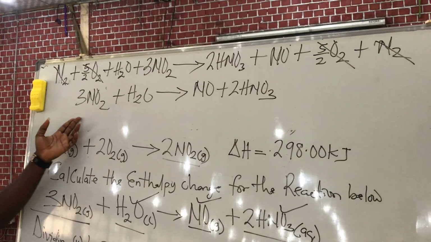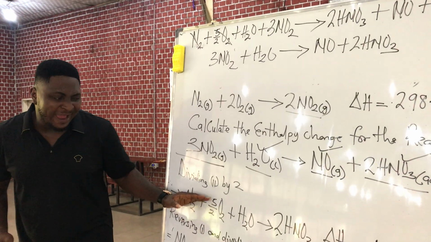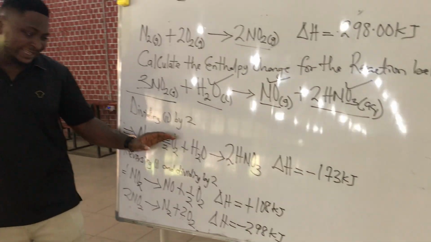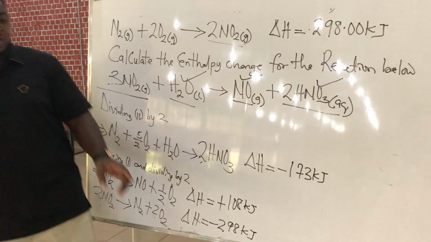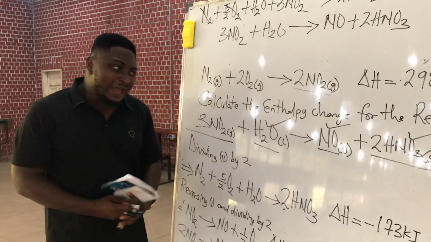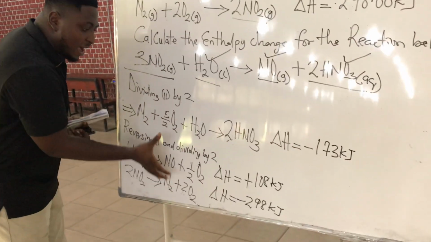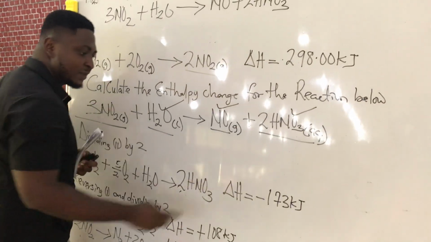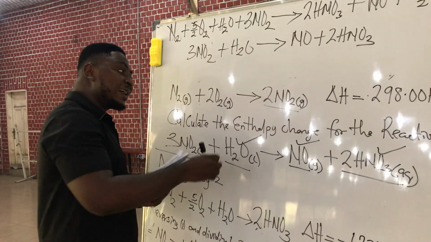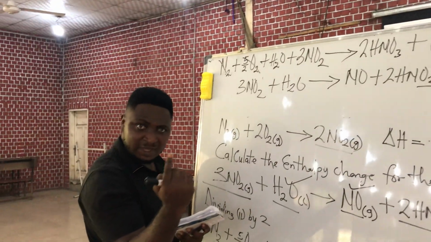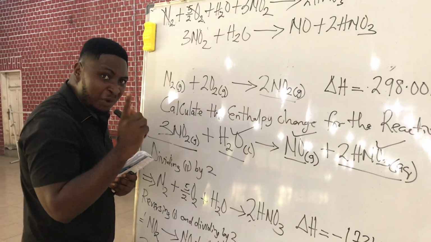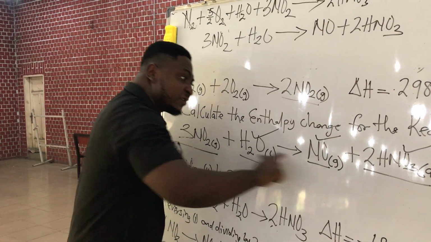So class, you can see that these three reactions, when we rearrange the equation and add them together, give us the desired reaction. Class, if you can add these three equations to give this reaction, does it mean we can also add up the enthalpy change to get the enthalpy change of this reaction? Yes. So therefore, since these three reactions can be added to give this reaction, we can also add up the enthalpy change. Because the main question says calculate the enthalpy change for the reaction below. Everything we have been doing is to calculate the enthalpy change of this reaction.